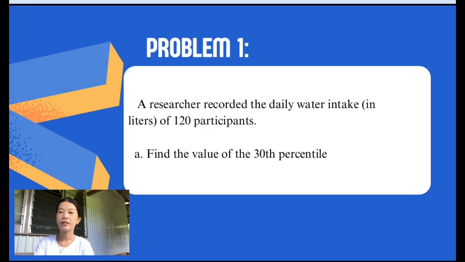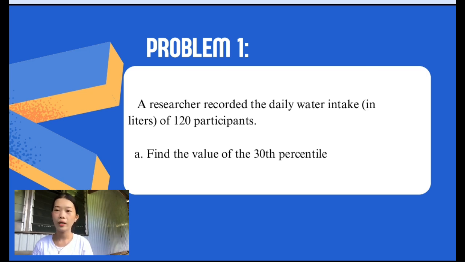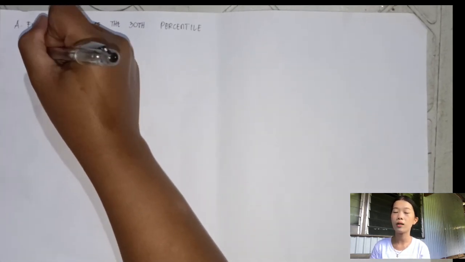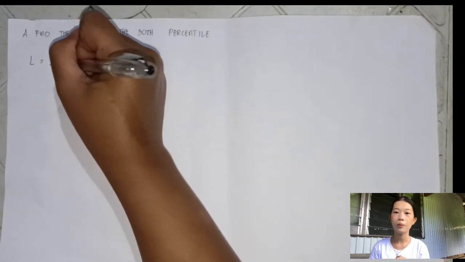So to find the value of the 30th percentile, we need to arrange the data in ascending order. Since we don't have the actual data, we will use a formula to estimate the 30th percentile. So the formula for the Kth percentile is L is equal to K over 100 times N plus 1.